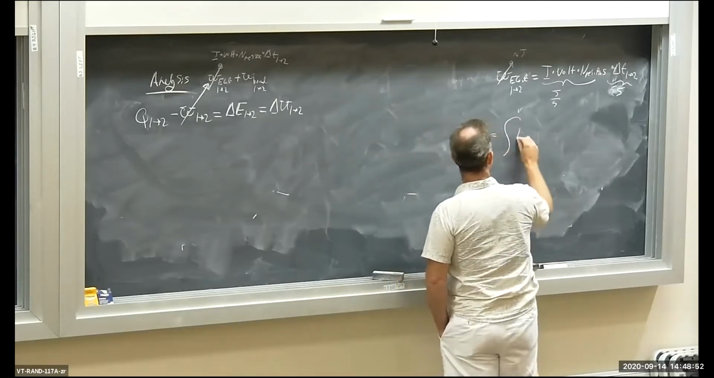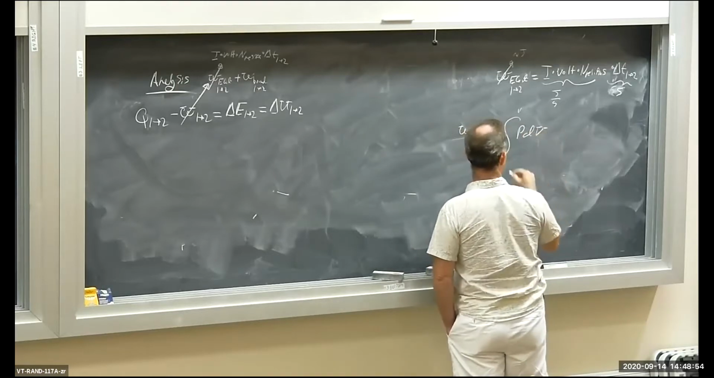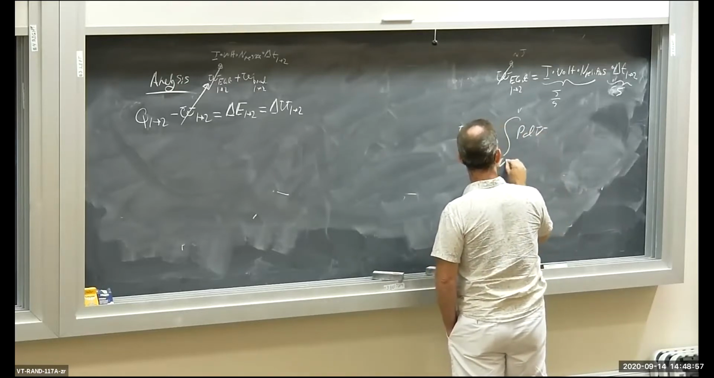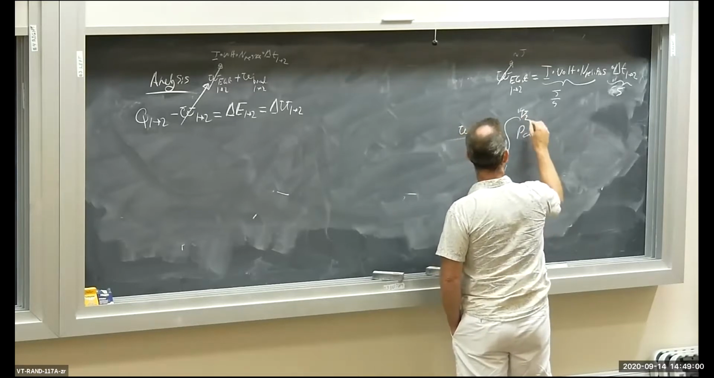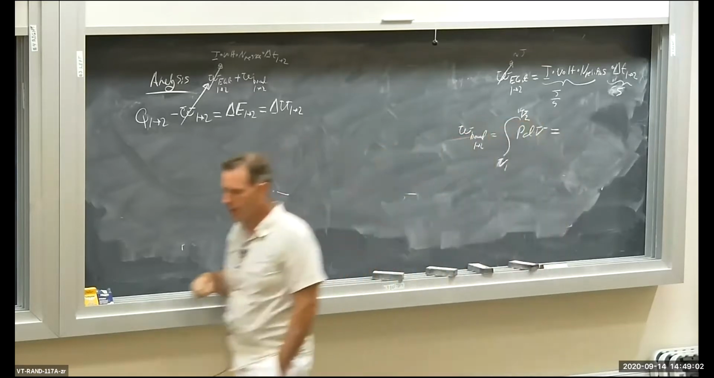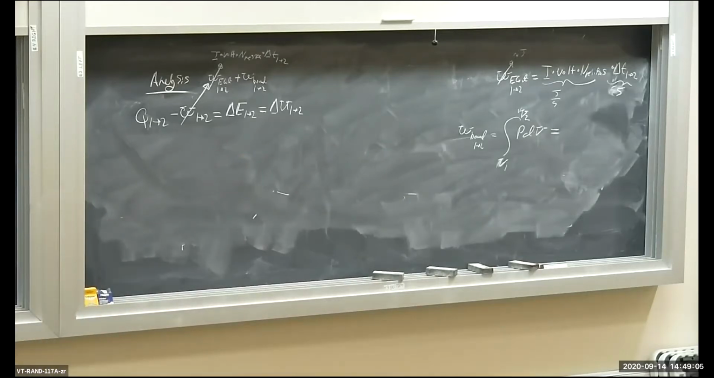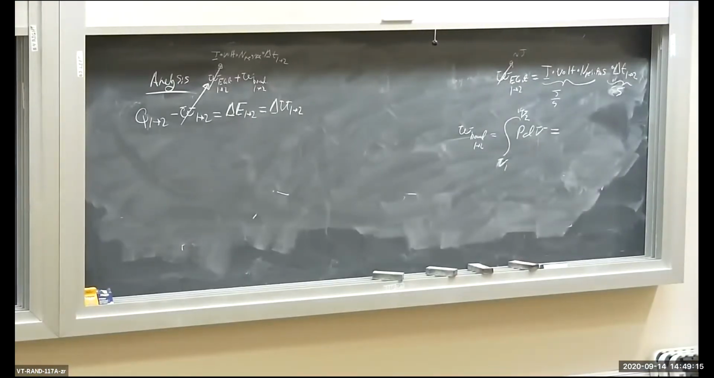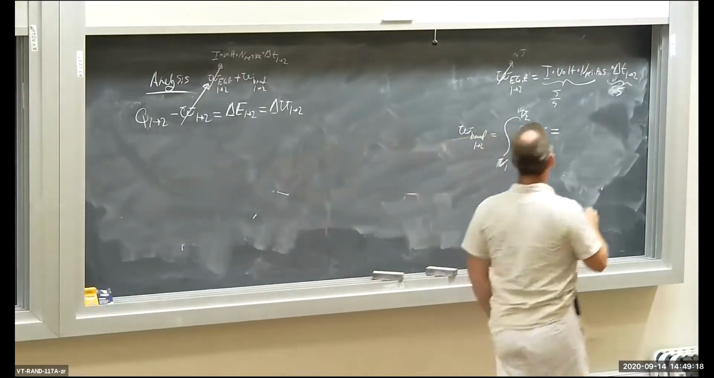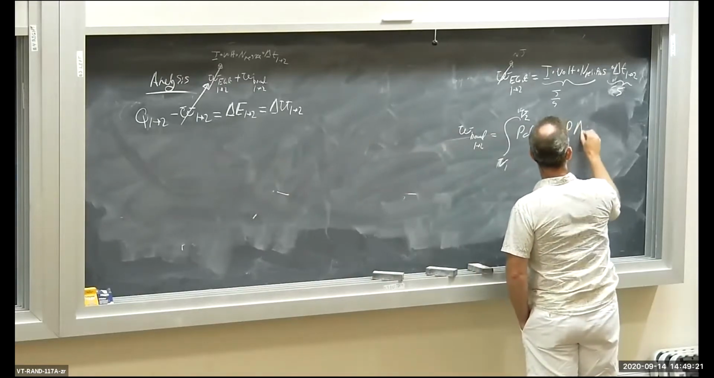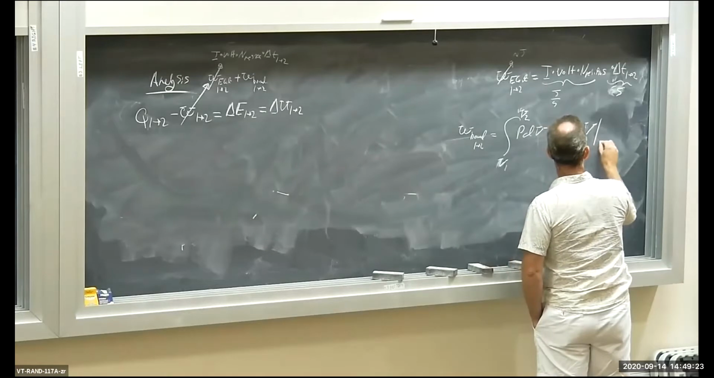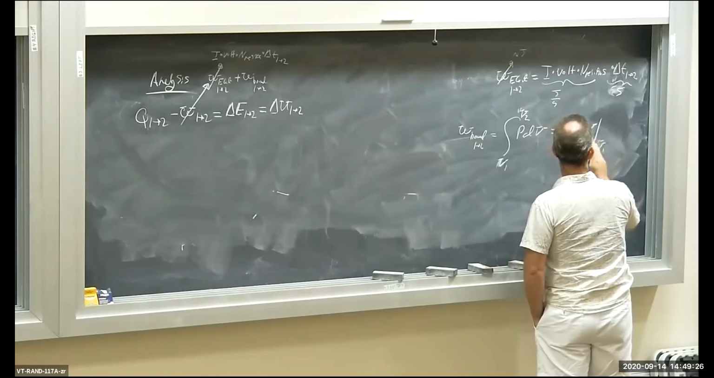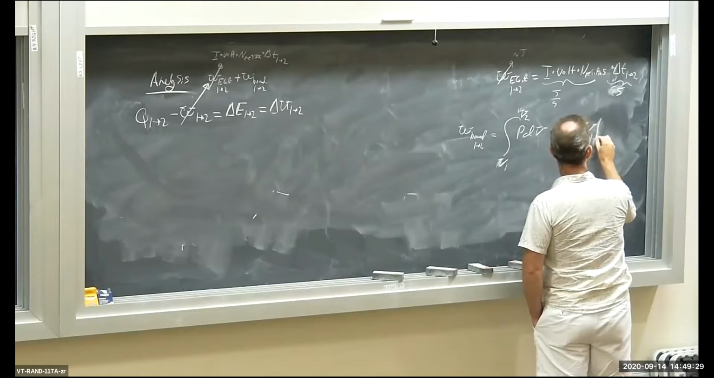That's going to be equal to the integral of PdV, the expression for boundary work, from V1 to V2. Now, this is an isobaric process, so pressure is constant. That means I can pull the pressure out of the integral, and I get P delta V from state 1 to state 2.